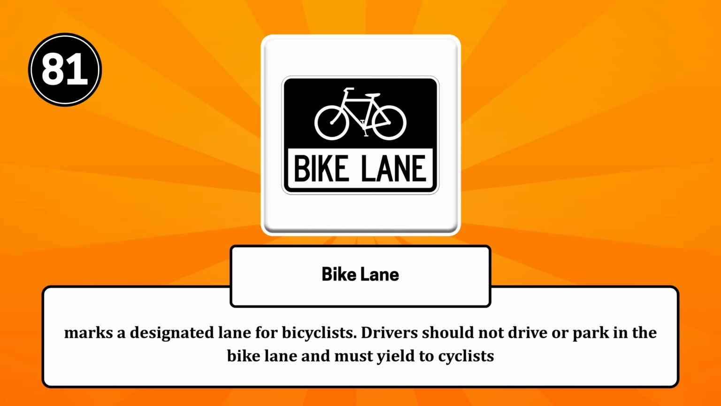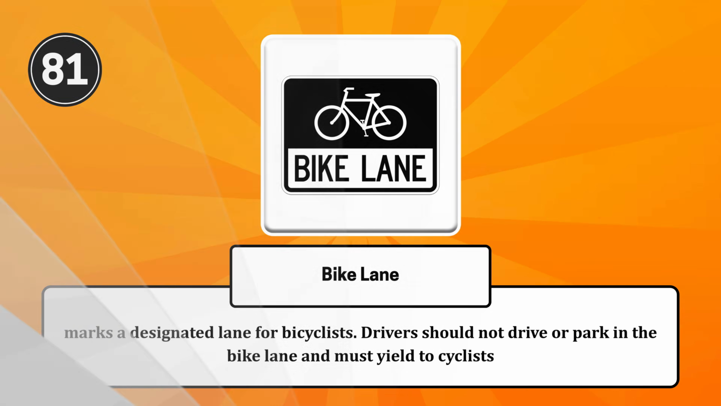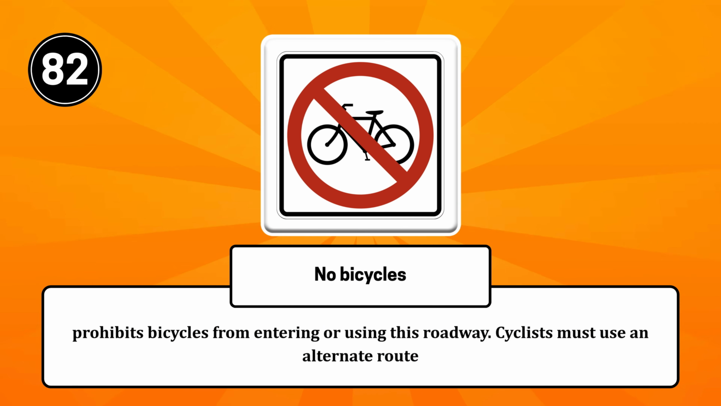The bike lane sign marks a designated lane for bicyclists. Drivers should not drive or park in the bike lane and must yield to cyclists. The No Bicycles sign prohibits bicycles from entering or using this roadway. Cyclists must use an alternate route.